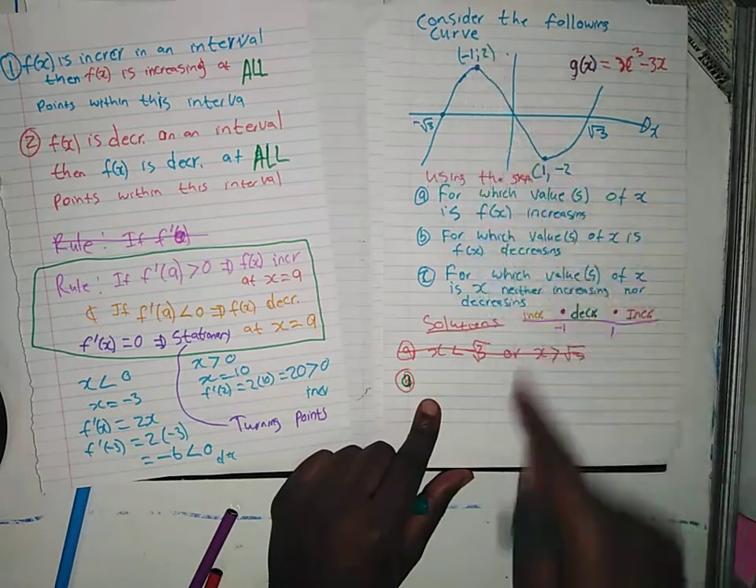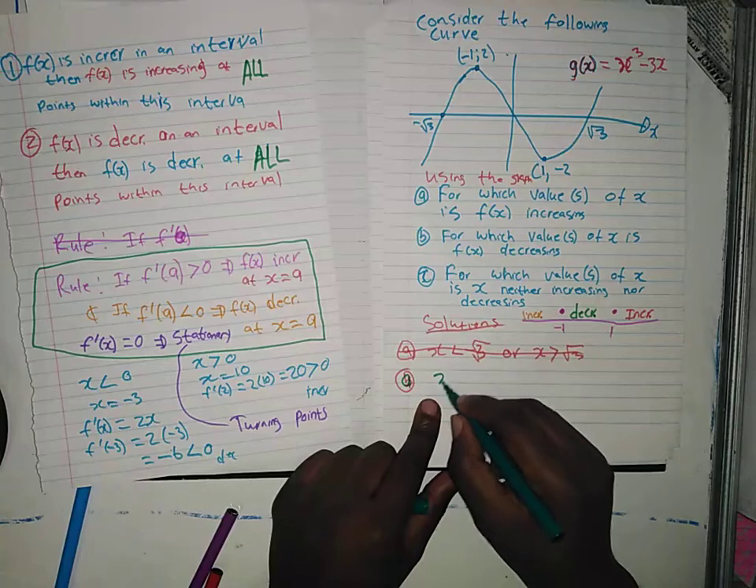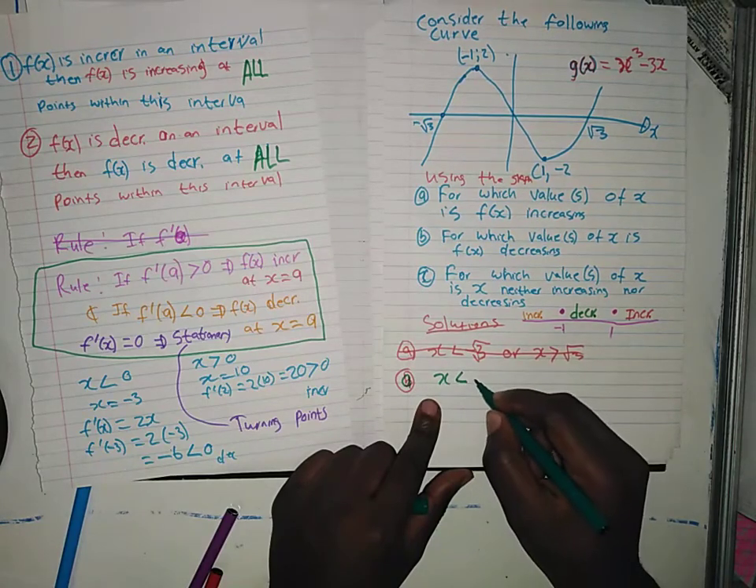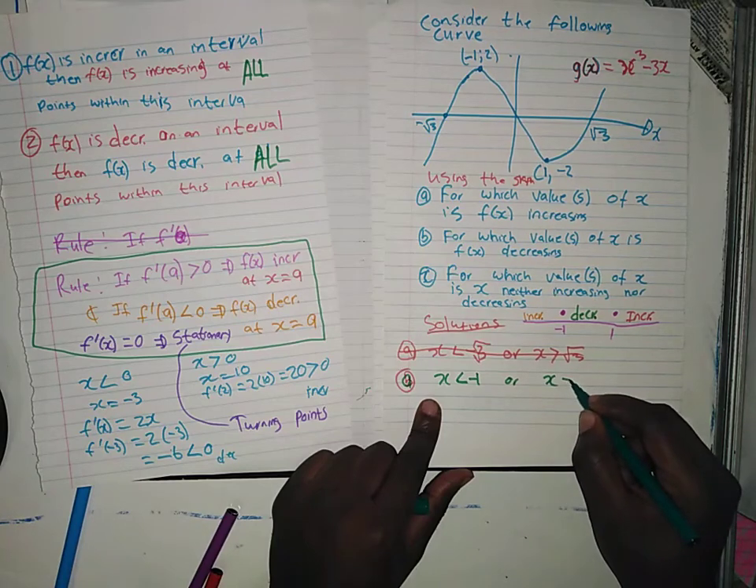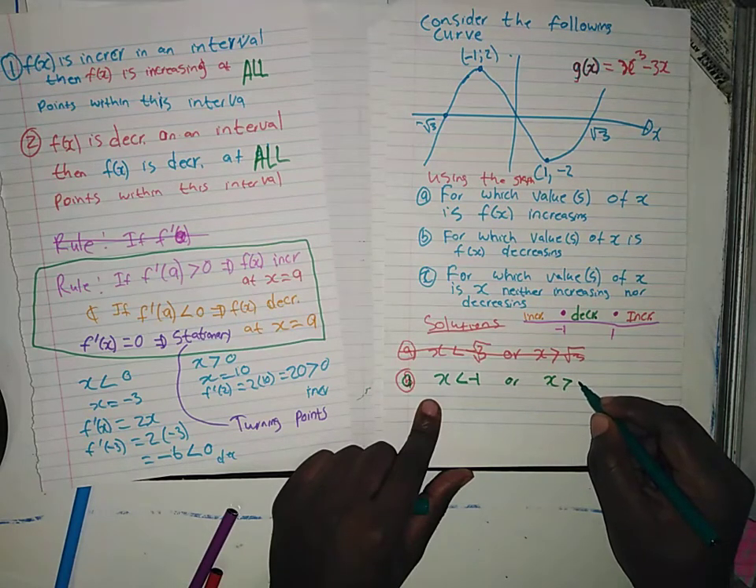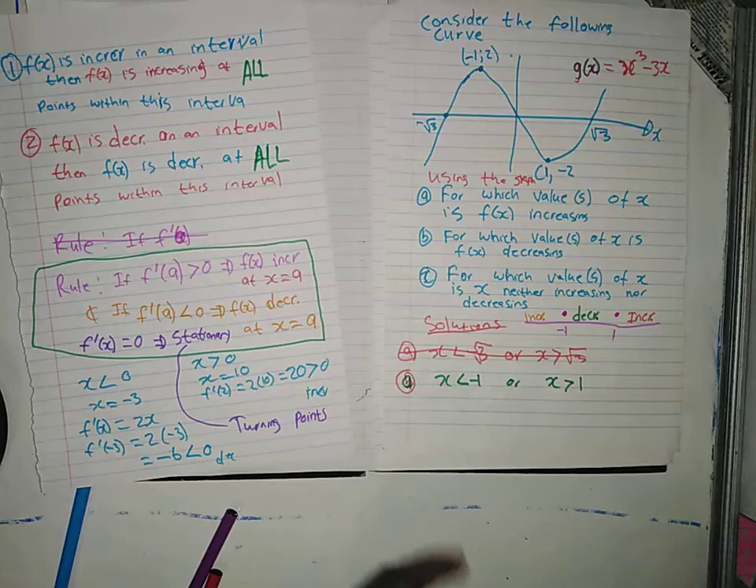So this is a demarcation. So it's x that is less than what? This is less than minus 1, or x that is greater than what? 1. Guys, I want to assure you with this one.